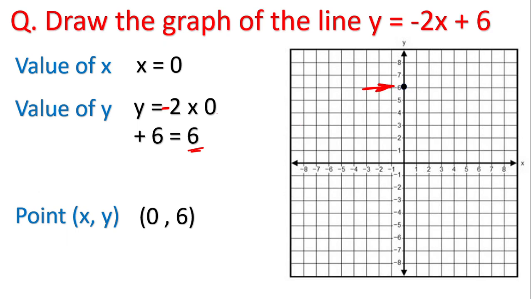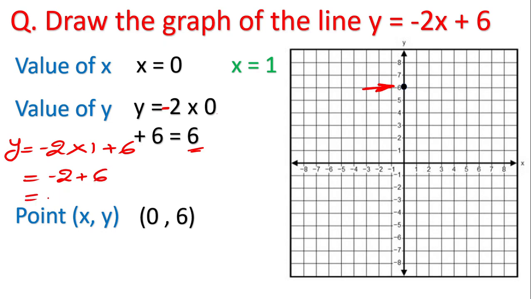Now another value I have taken is x = 1. So if you take x = 1 here, what value will you get? You will get y = -2 multiplied by 1 + 6, meaning -2 + 6, and -2 + 6 is equal to 4. So the value of y will be 4. And if the value of x is 1 and the value of y is 4, then what will be the point? The point will be (1, 4). So here is the point (1, 4). And now as usual, just join them with a straight line.